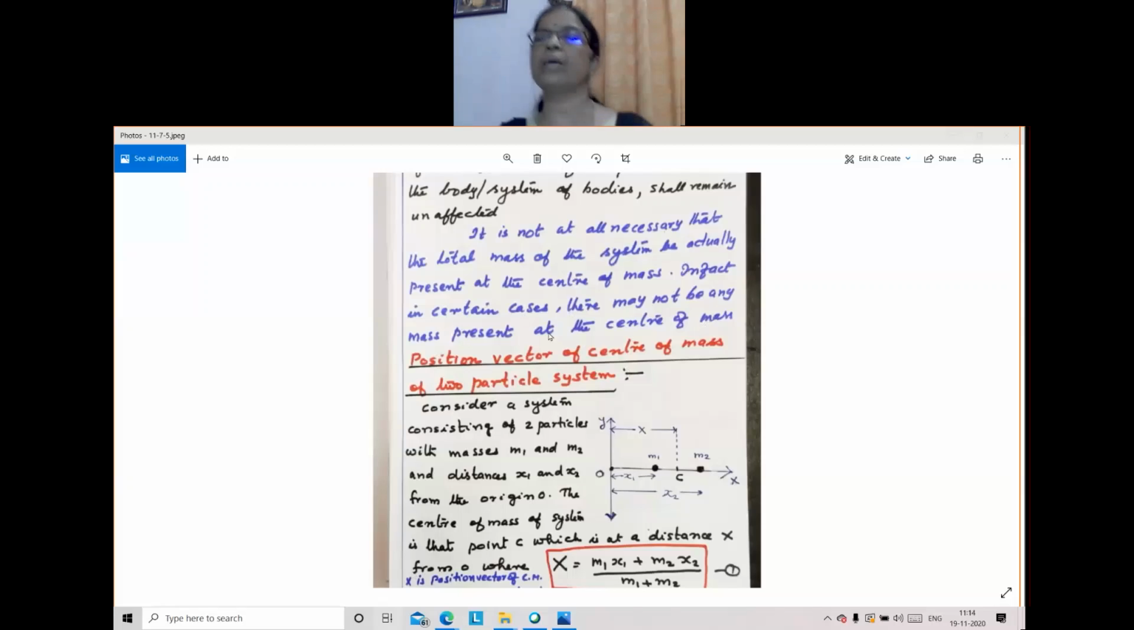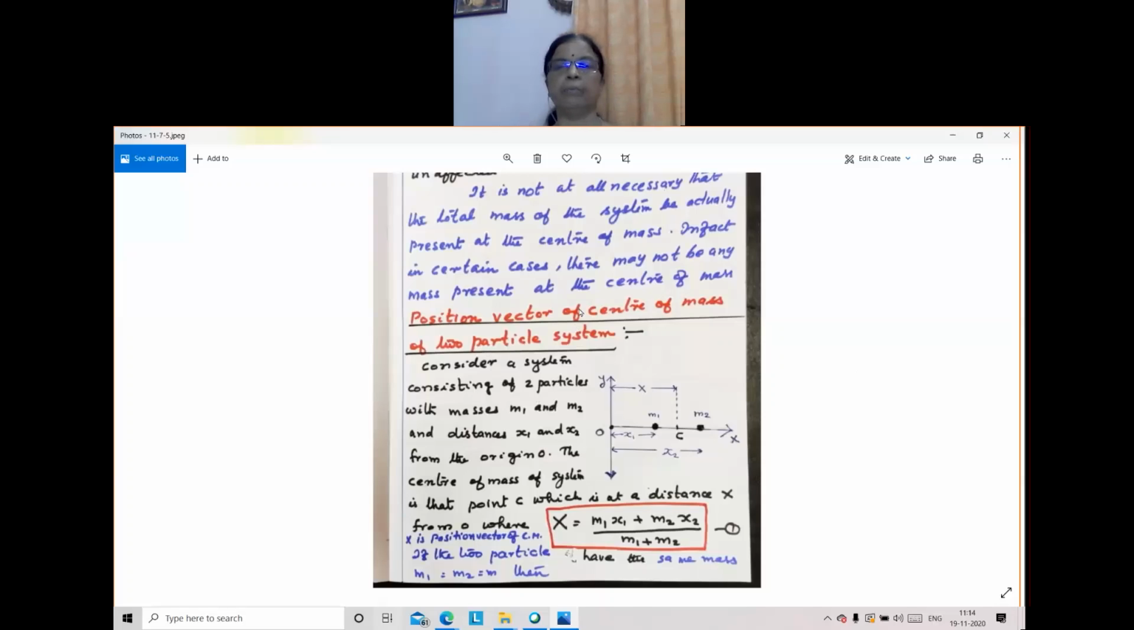So what is center of mass? Center of mass is the point where the entire mass of the body is supposed to be concentrated. The motion of the body is not affected if the whole force were applied at the center of mass. It will remain the same. And sometimes there may be mass, sometimes there may not be any mass at the center of mass. It depends on the bodies.